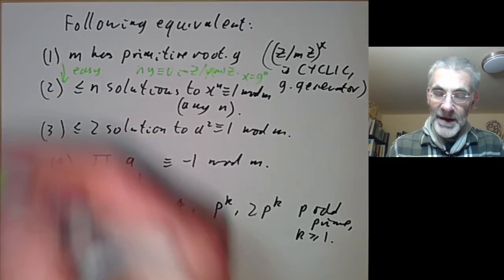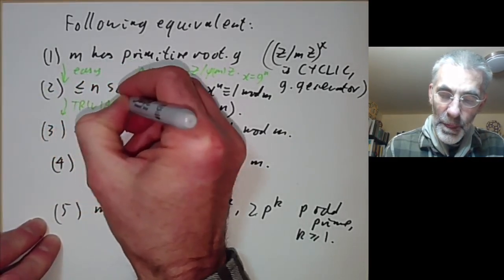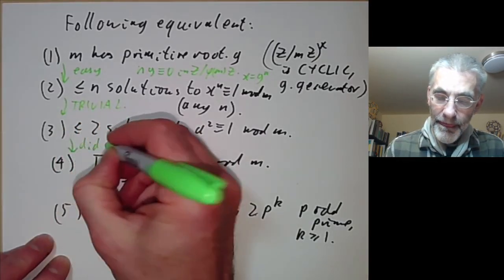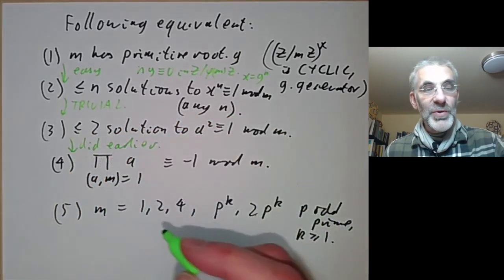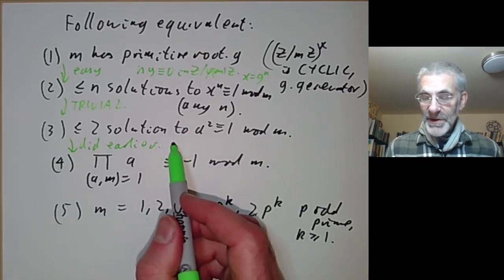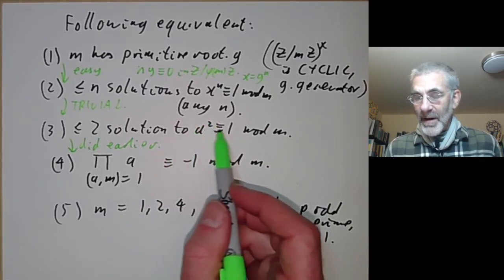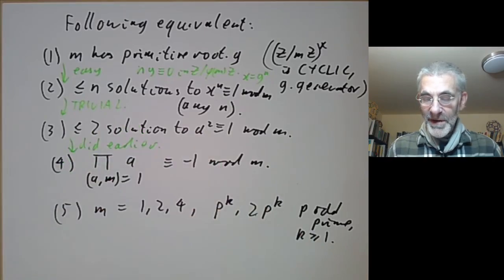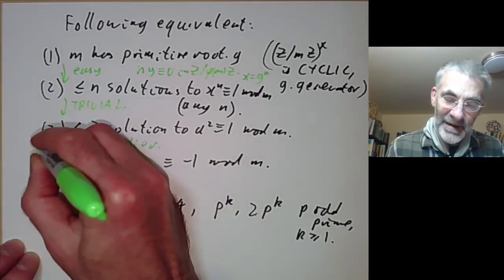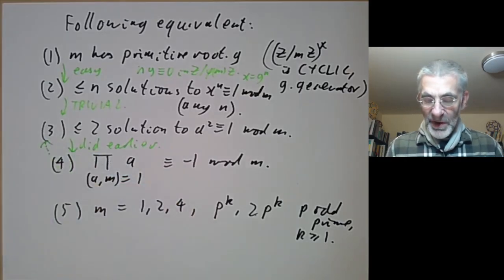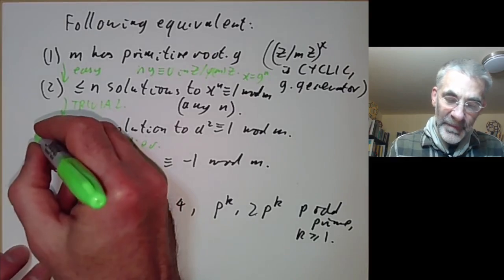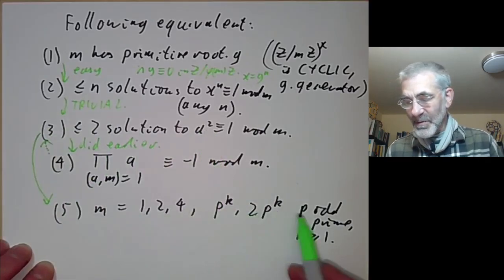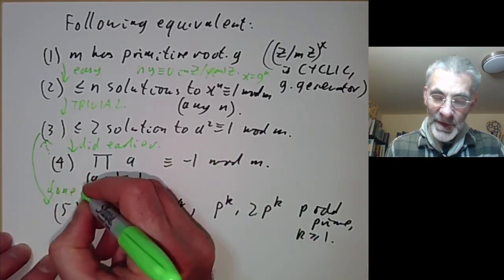This implication here is completely trivial. This implication we sort of did earlier. You remember when we proved that 10 factorial is congruent to -1 modulo 11, all we used is the fact that there's only one element of order 2. So this implication we've already done. This implication I'm going to sketch later, but maybe not give complete details of it. This implication, that if there are at most two solutions to a squared equals 1, then m is one of these numbers, we did earlier.